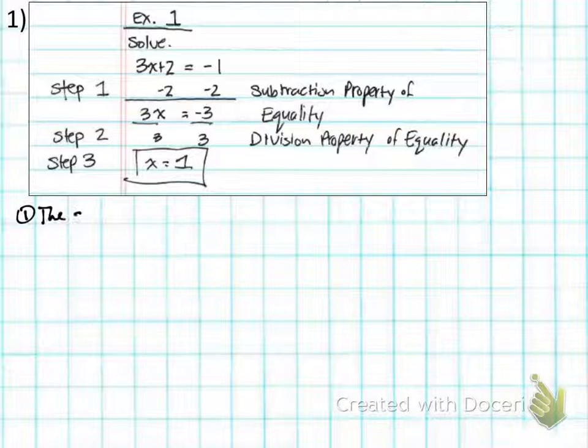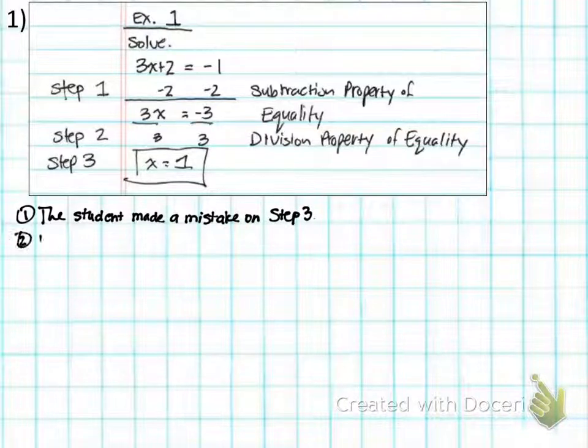So I would write, the student made a mistake on step 3, right? That's all I need to write. Okay, sorry, going a little too fast here. That's all I'm doing. I'm answering question 1. What step is there an error? I'm writing the student made a mistake on step 3. Okay, is that true? Is that where the student made a mistake?